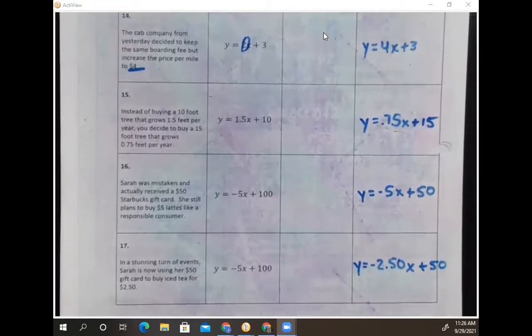Questions on page 90 for me? Okay, not too bad. We just need to keep a careful eye on what it is that we're changing. Are we changing a rate or are we changing sort of an initial or starting value?